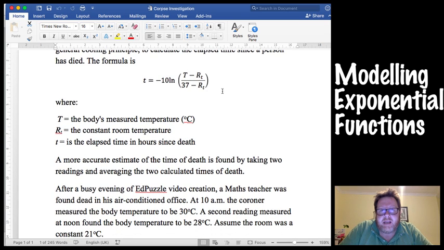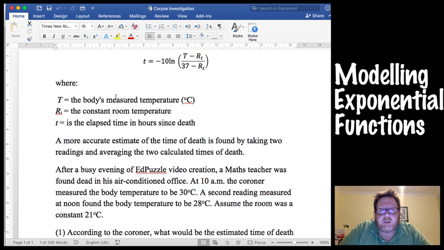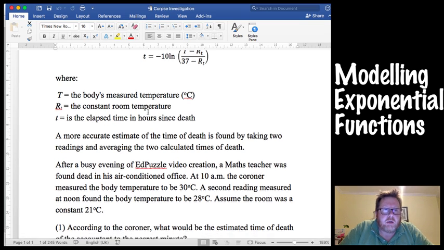Here's the formula. T equals -10 ln, I'm going to come back to that in a second, that's a special log function. Inside the function we have t minus r sub t over 37 minus r sub t. Here's what they mean. T is the body's measured temperature in degrees Celsius. r sub t is the constant room temperature, so it assumes that from the time of death until the body's discovered, the temperature hasn't changed. And t is the elapsed time in hours since death.